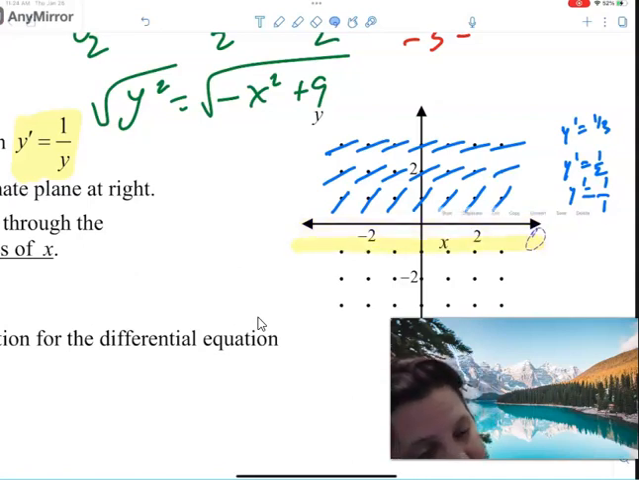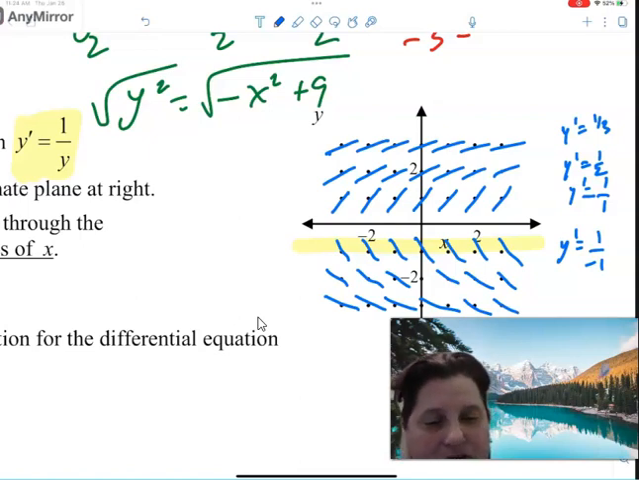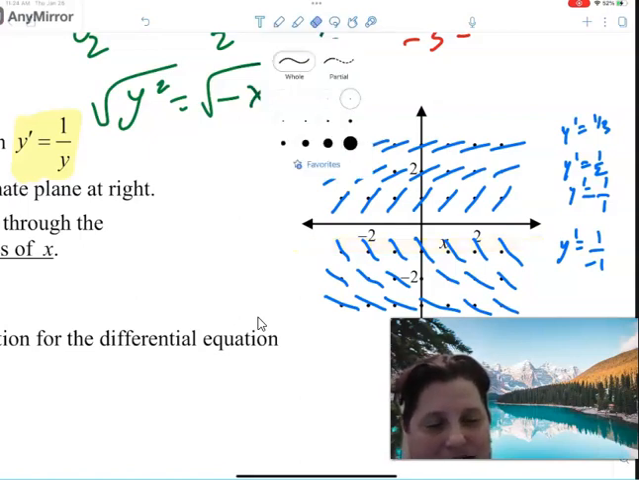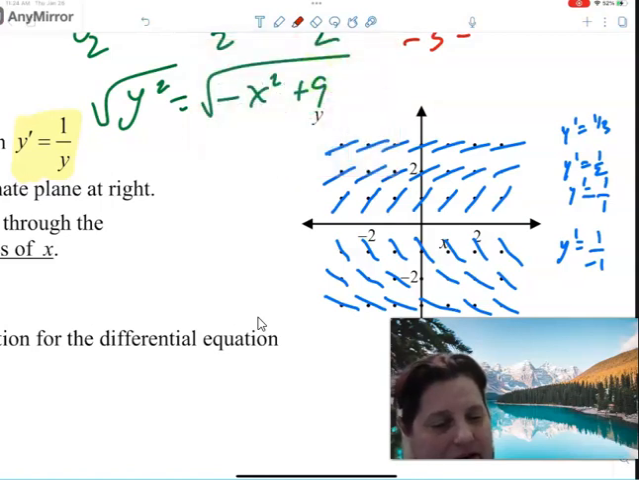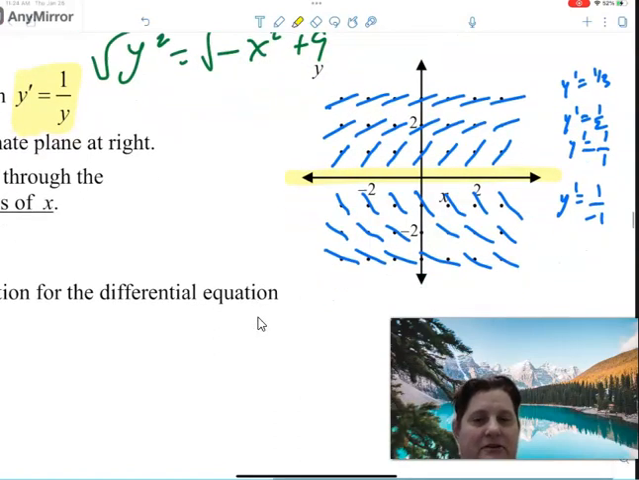Okay, so y prime is 1 over -1. So these are negative slopes. This is 1 over -2, so it's -1/2 slopes. And then 1 over -3, so it's -1/3 slopes. Okay? So can you kind of see this? I can kind of see it already. It kind of looks like something like that, huh? But don't forget, I'm going to put this back here so I don't forget. Those are all undefined. So there's my slope field.